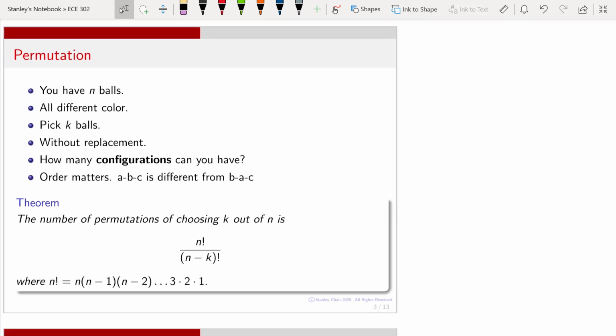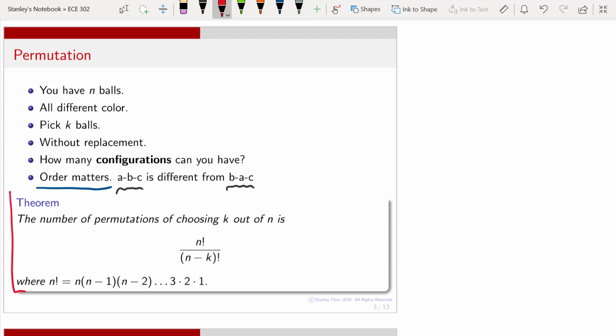The problem of permutation is the following. Suppose you have n balls, and these n balls all have different colors. Suppose you want to pick k balls, and you're doing this experiment picking the balls without replacement. We ask how many configurations can you have, and I want to mention that the ordering of the balls actually matters. So for example, if you pick A, B, C, that is going to be different from B, A, C.